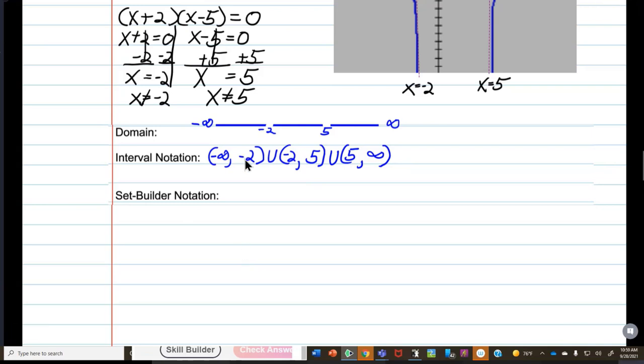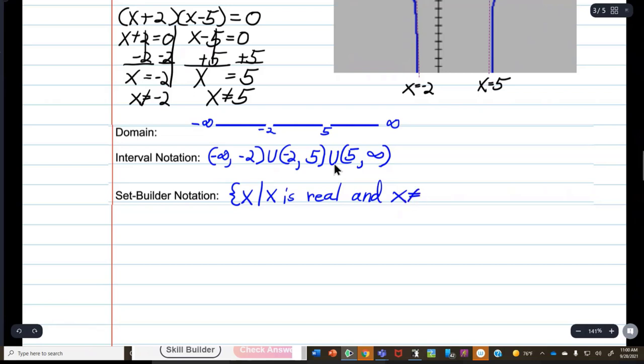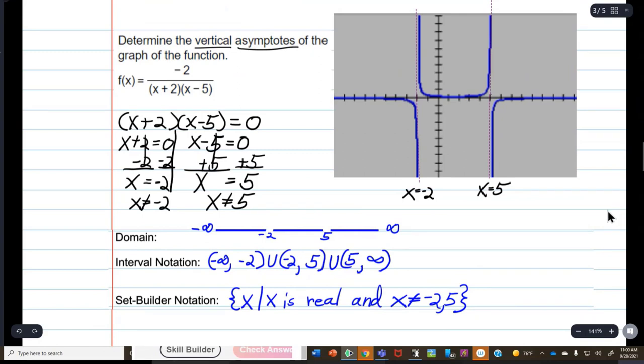And then set builder notation, all x such that x is real, and x cannot equal negative 2 and positive 5. So the vertical asymptotes and the domain of a rational function are very closely related. And you can also see that these get a little bit easier as you go along and you get a feeling for what's going on.